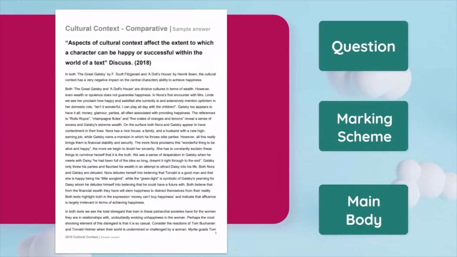So our sample answer here is on the left, and we can see that the two texts that the student has decided to deal with are The Great Gatsby and A Doll's House. So we're going to look at the question, break it down. As always, we have to look at the different layers to the comparative question. They're always quite meaty, and there's always quite a few different aspects to the question, and it's really important that we get to grips with all of those. Then we'll have a quick look at the marking scheme, and then we're going to break down the main body of the essay, the main arguments, and look at the subtopics.